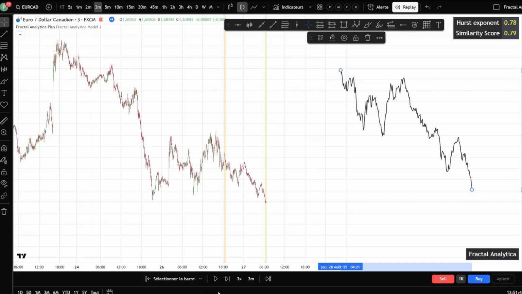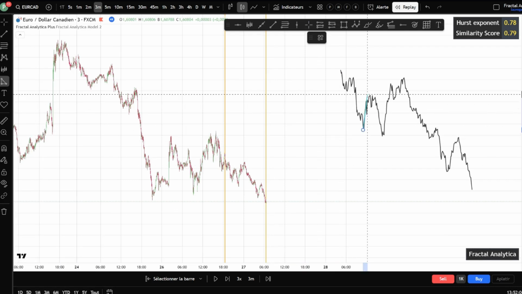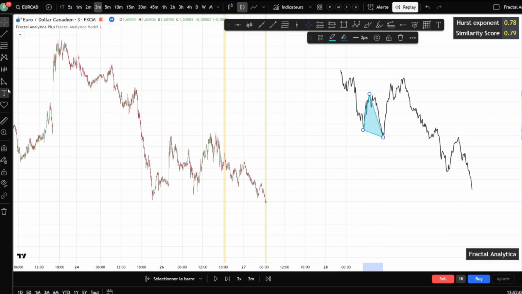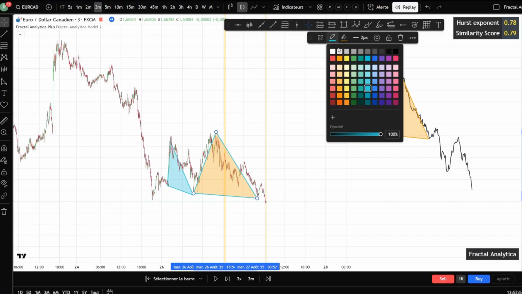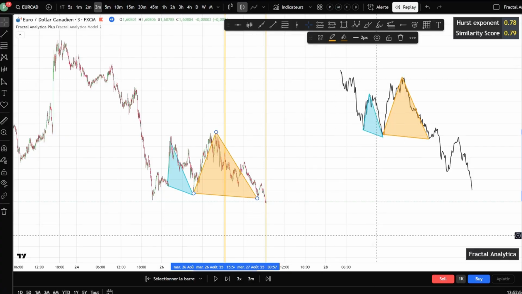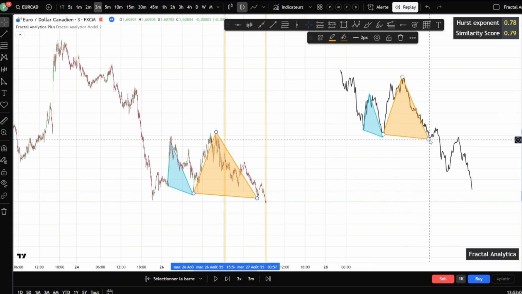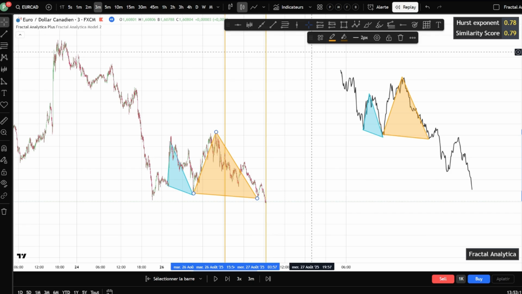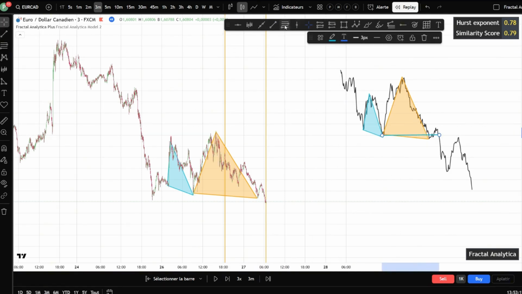Let's analyze this step by step. Here we have a triangle structure. It breaks the low, then it forms another similar triangle. In this second structure, once again, the market breaks the high. So what does this mean? It tells us that the market is showing a repeating fractal behavior. And whenever we see this type of similarity, we can start to anticipate a possible reversal point. In this case, the potential reversal is expected around this low.